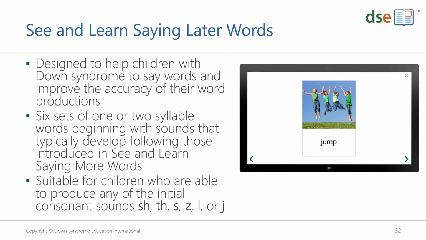See and Learn Saying Later Words is then the fifth step in See and Learn Speech, and works in exactly the same way as saying words and saying more words, but again with words starting with the more difficult sounds, the ones that many children don't get till they're quite a bit older, or can't produce accurately till they're quite a bit older. So we're working through in order of difficulty.